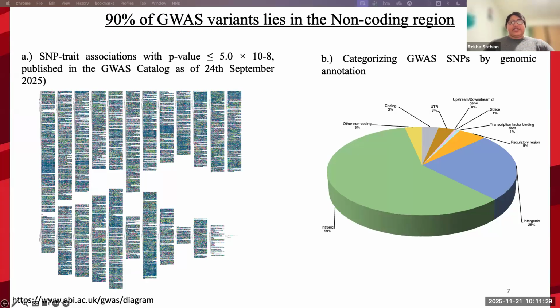When we categorize the GWAS SNPs by genomic annotation, we see that an overwhelming majority of disease-associated variants are non-coding. About 59% fall in the introns, followed by another 25% in the intergenic regions. And only a very small fraction are coding. You can also see a significant portion mapped to regulatory regions; approximately 5% fall in the annotated regulatory regions.